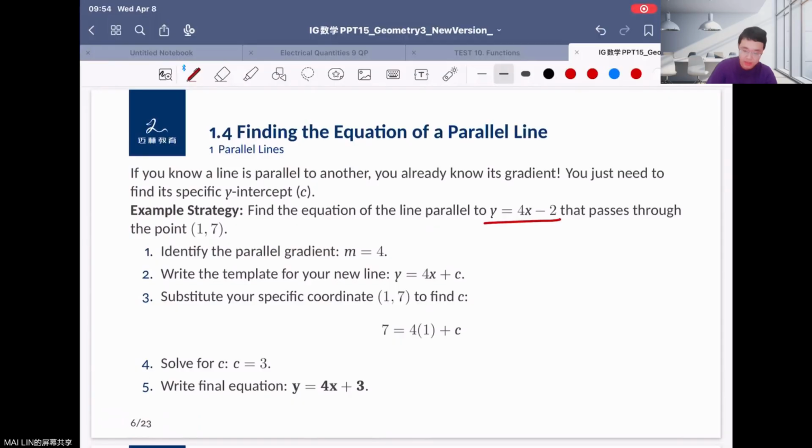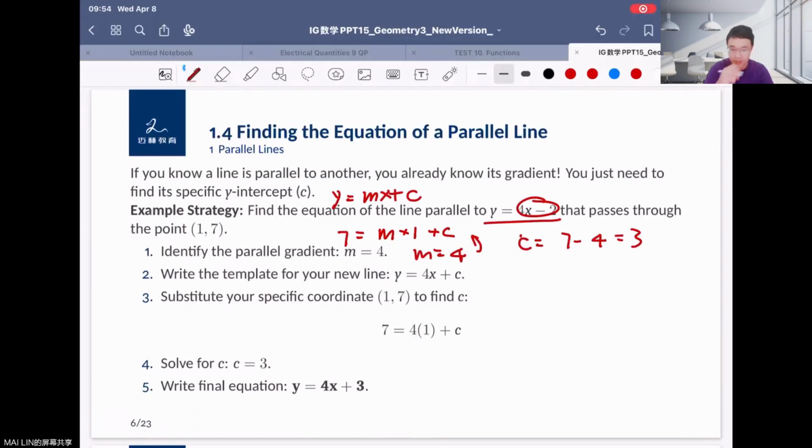Because these are parallel lines, the new line is y equals mx plus c. Because it passes through (1, 7), we put (1, 7) into it, that is 7 equals m times 1 plus c. Because they are parallel, m must equal 4. So we put m equals 4 into it, then c equals 7 minus 4 equals 3. Finally, we set the equation as y equals 4x plus 3. That is the final equation.